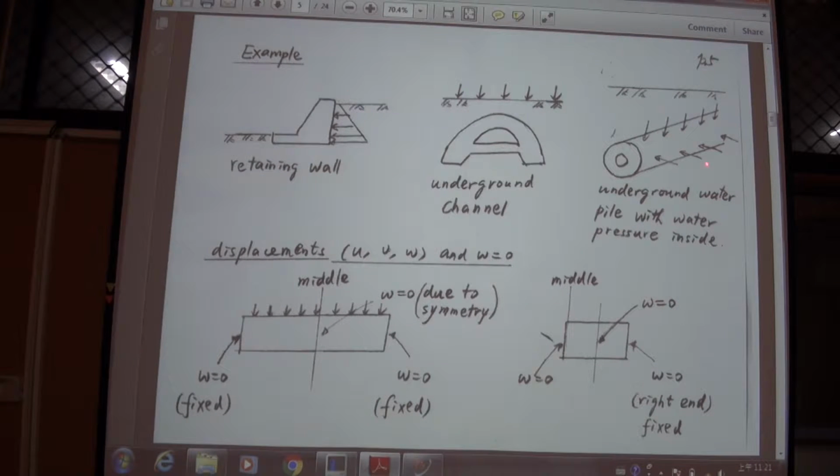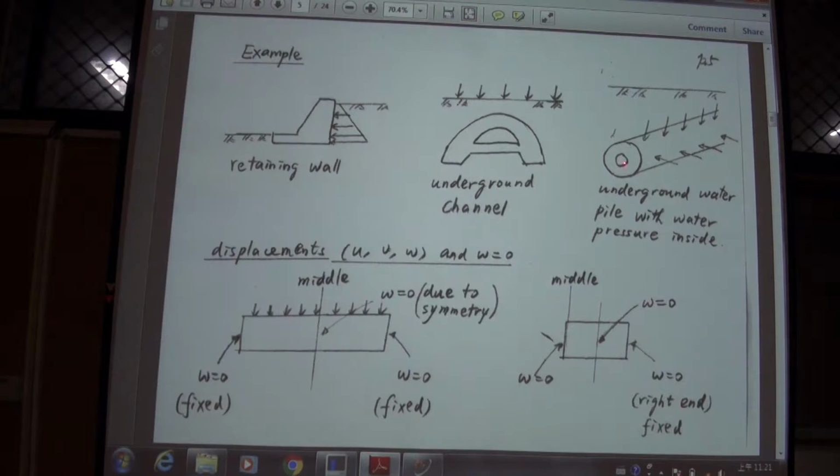The third example is an underground water pipe with water pressure inside. See this water pipe buried under the ground, and outside the pipe there is some soil pressure uniformly distributed along the pipe, and also inside the pipe, some water pressure distributed uniformly along the z-axis. Now let us look at the displacement field of this special structure.